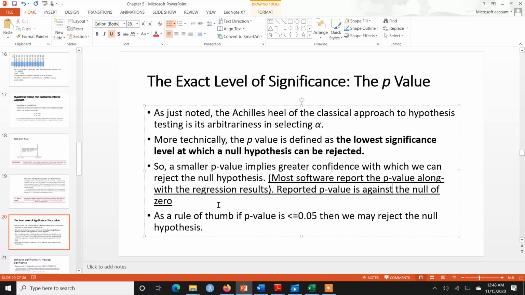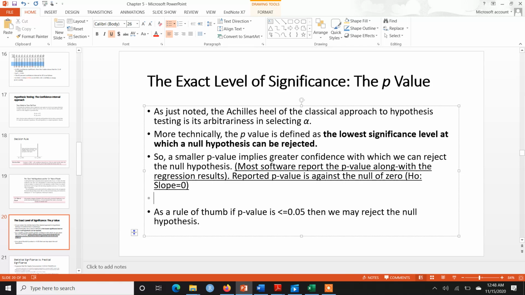What does that mean? It means that, for example, if we are talking about slope, then the null is that the population slope is 0. So this p-value is reported. If that calculated p-value is less than or equal to 0.05, then you can reject the null hypothesis. And in other words, forget for a moment about this 0.05. Suppose your calculated p-value is, let's say, 0.87, what does that mean?